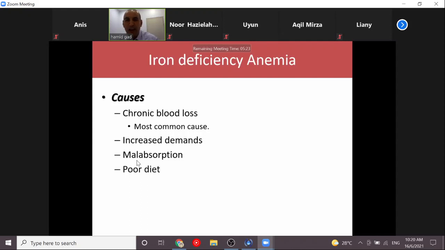That's why nutrition is very important. Malabsorption, like celiac disease, chronic disease, tropical sprue, and you can check the malabsorption. Poor diet also can cause iron deficiency.